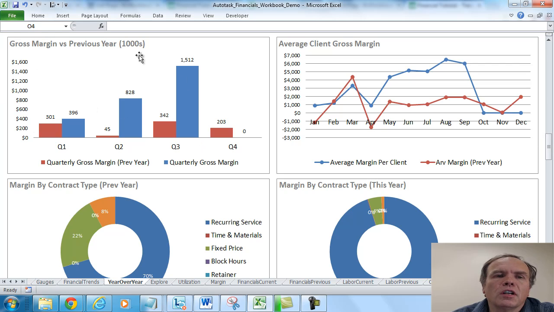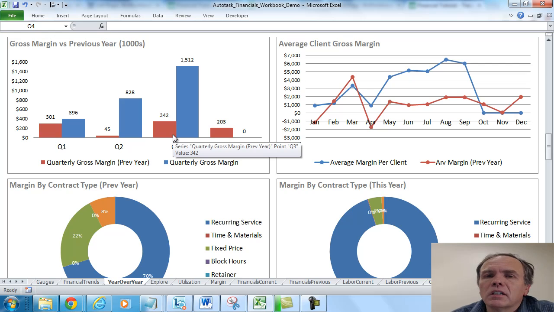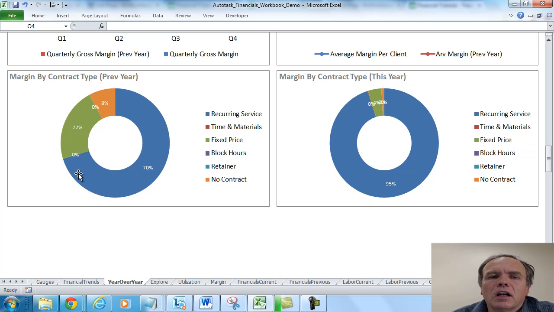Also showing gross margin on a quarterly basis to take out some of the month-to-month fluctuations. Average gross margin per client, showing me how well we're doing. And then a margin comparison by contract type. Again, I was getting 70% of my margin in the previous year from recurring service. Now there's 95%, giving me that data.